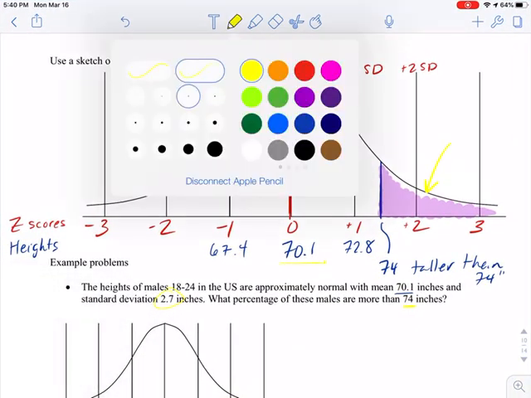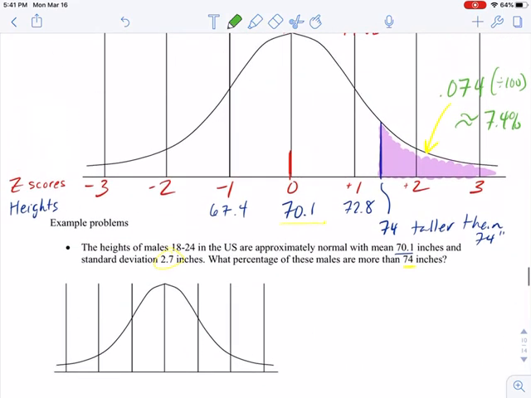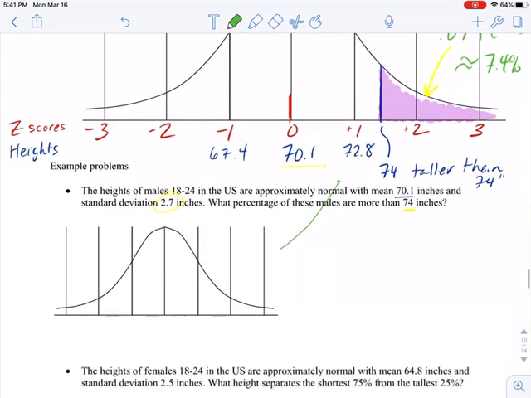So we figured out that this probability, or this area here, is 0.074, which is about 7.4%. Remember, divide by 100 to convert to percents. Woo! Okay, so that was this one.